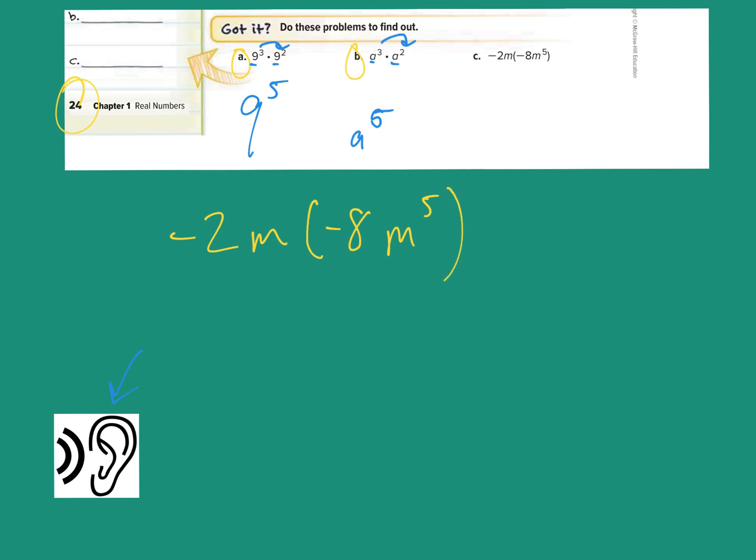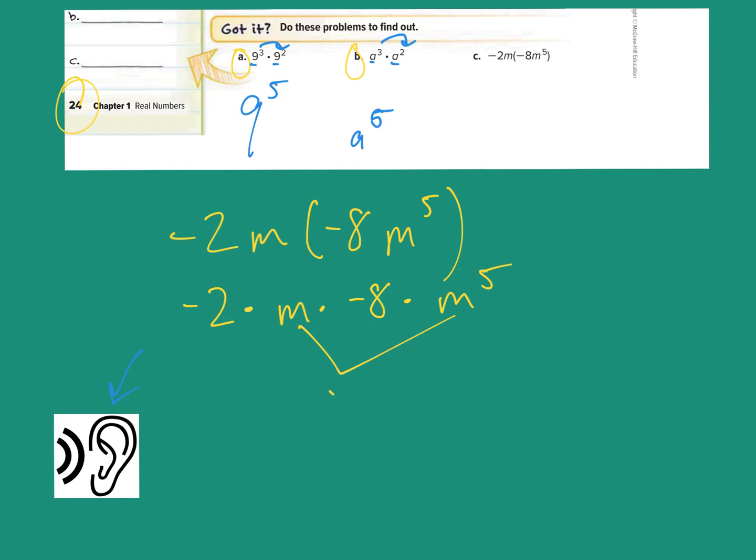So we have kind of a messy example here, but what I'm going to do is rewrite it as one gigantic multiplication chain, because for me that makes a little more sense as to what we're looking at. Here, I know I can't multiply -2 and m together because we don't know what m stands for. But I can multiply m and m to the fifth together.